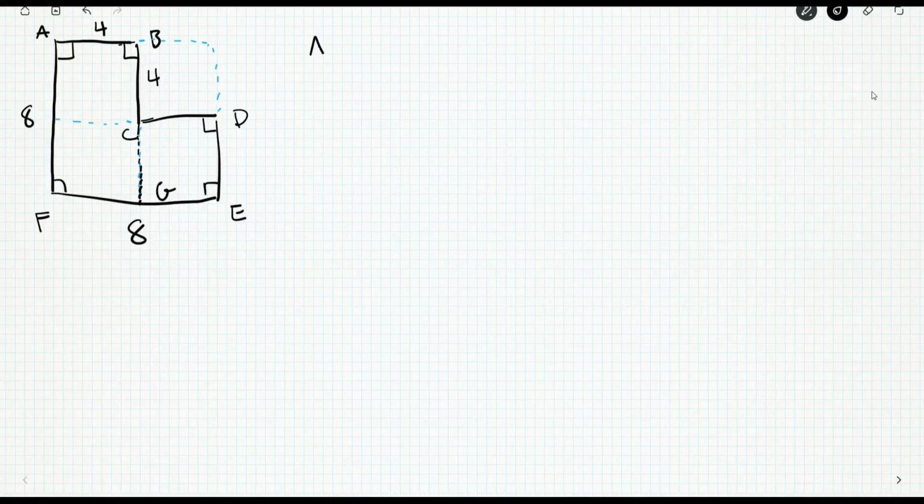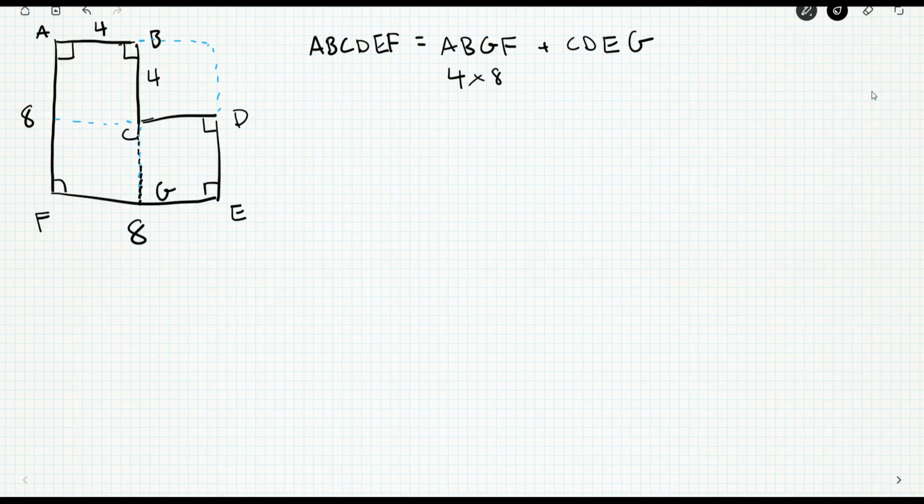So, A, B, C, D, E, F. Well, that's really just the area of A, B, G, F plus the area of C, D, E, G. Okay? 2 smaller rectangles that I can work with. So now, ABGF, that's this rectangle, and I know he's got 4 by 8. So that's fantastic. Now the question is, can I work out CDEG?